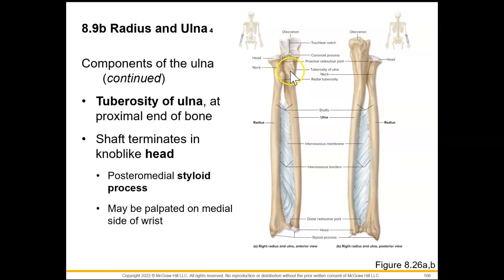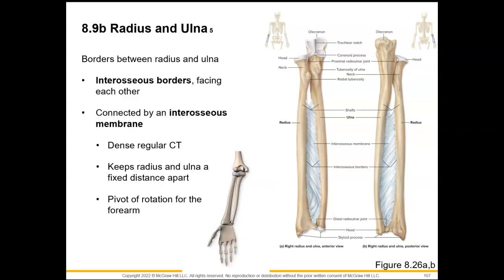If we move further inferior or distal, we have the tuberosity of the ulna, or ulnar tuberosity, and then our shaft is going to terminate in a knob-like head here. Extending from this head, we see this point here. This is our styloid process. You can also palpate the head of the ulna if you feel the medial side of your wrist.